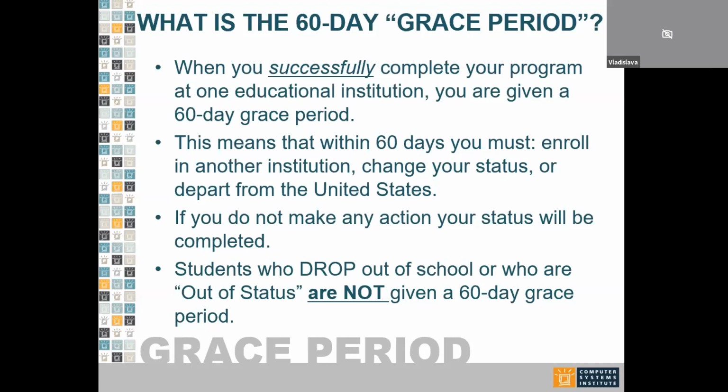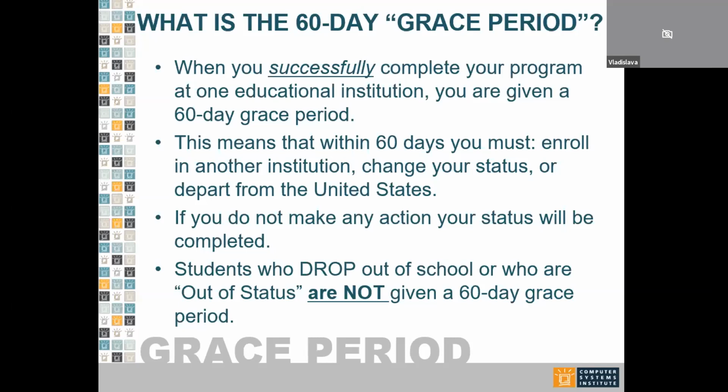As a returning student at CSI, you are expected to enroll in a new program, the next available program at CSI. So let's say you enroll at CSI in fall quarter 2020. Your program end date will be fall quarter 2021. If you decide to transfer out to another institution upon program completion at CSI, you will be granted a 60-day grace period. You can take all 60 days to decide what you want to do next. You want to transfer out or you want to go to your home country.